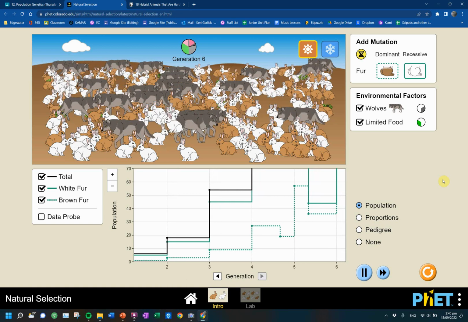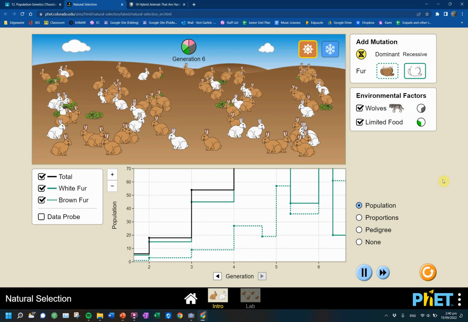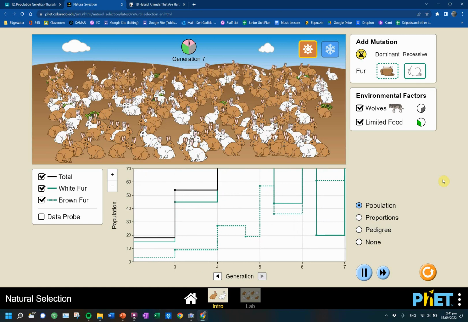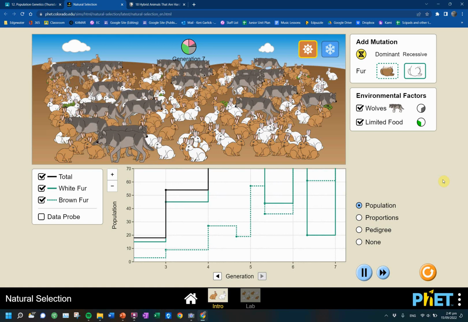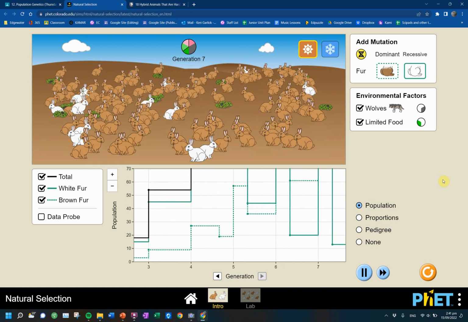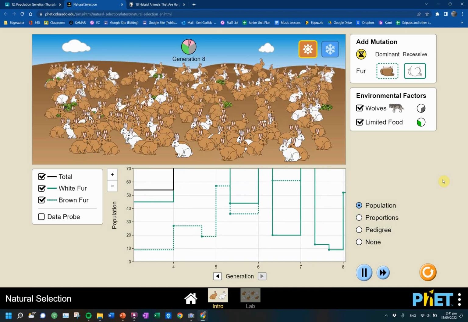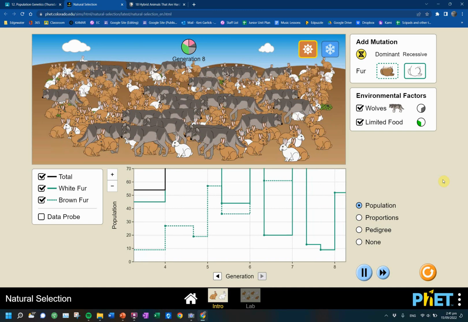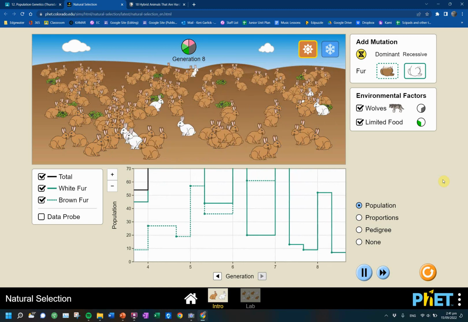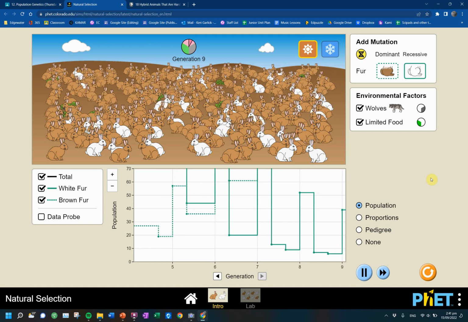Got more bunnies. Wolves will come in. When I started, did I have more white bunnies or brown bunnies? What's happening now? The wolves are eating the white bunnies. And what's happening to my population? There's more brown bunnies now. Isn't that cool? I'm going to keep going and let all the white bunnies die out and let all the brown bunnies live. There we go.